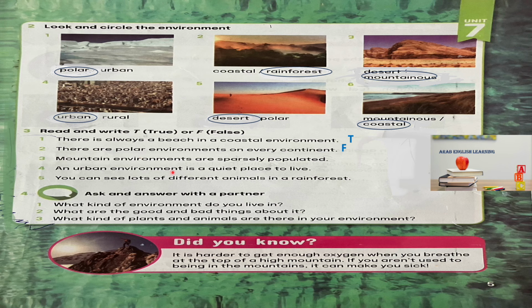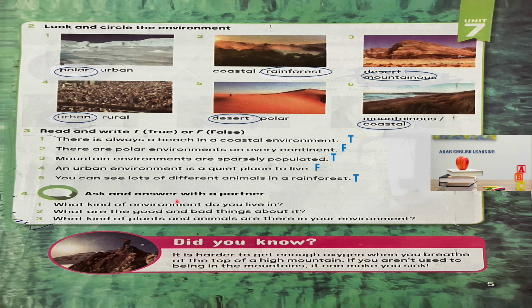3. Mountain environments are sparsely populated. This is true, means less population. 4. An urban environment is a quiet place to live. Urban is the city, which is not quiet, it's noisy. So it's false. 5. You can see lots of different animals in a rainforest. This is true.